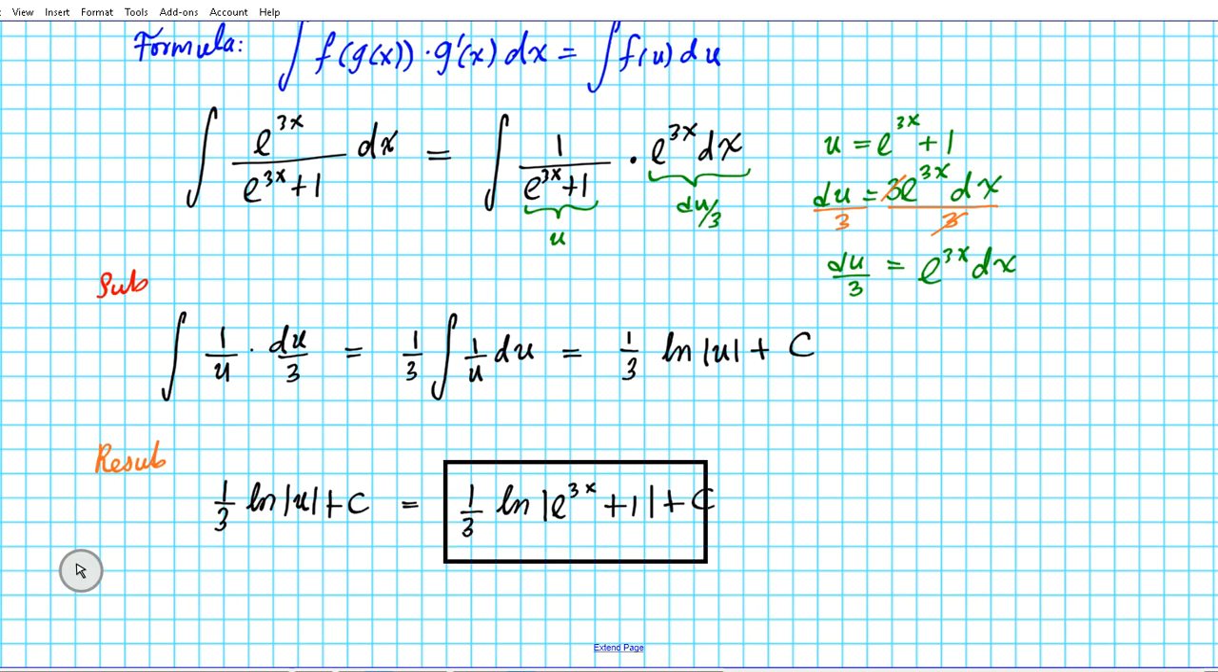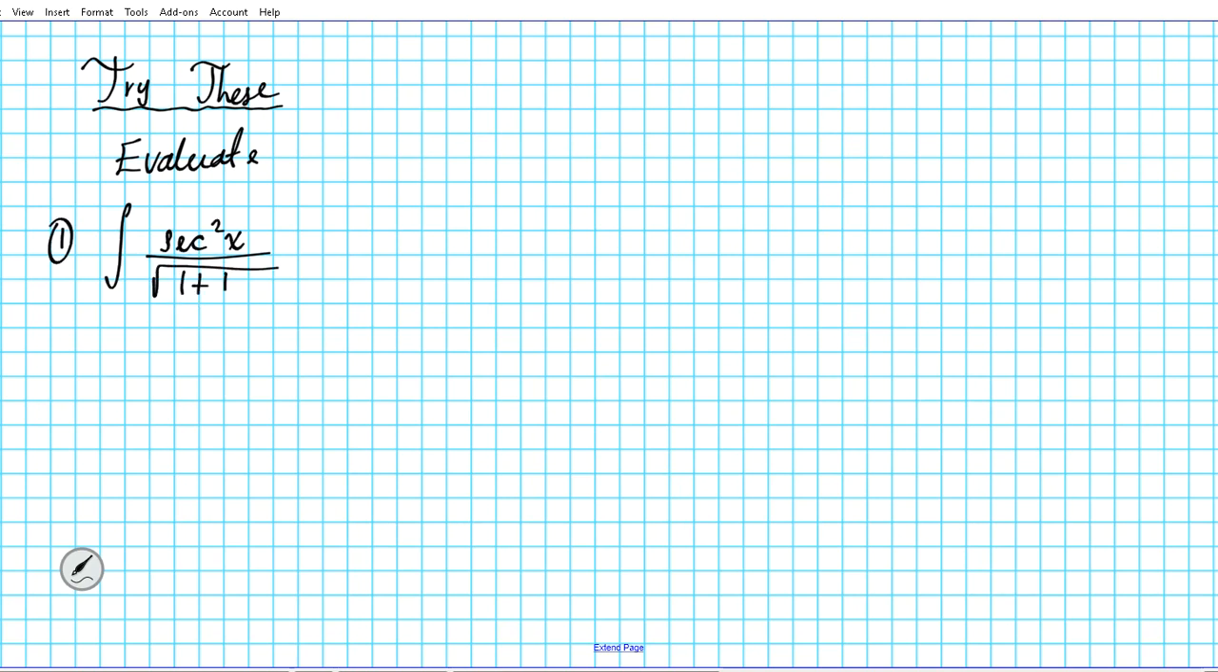Okay? Alright, now we have some practice problems for you to try out to demonstrate that you have mastered the art of integration using u substitution. Alright, so let's have you go ahead and try these. Your task is as follows: evaluate the given integrals. For question 1, what if you were to evaluate the integral of secant squared x over the square root of 1 plus tan x?